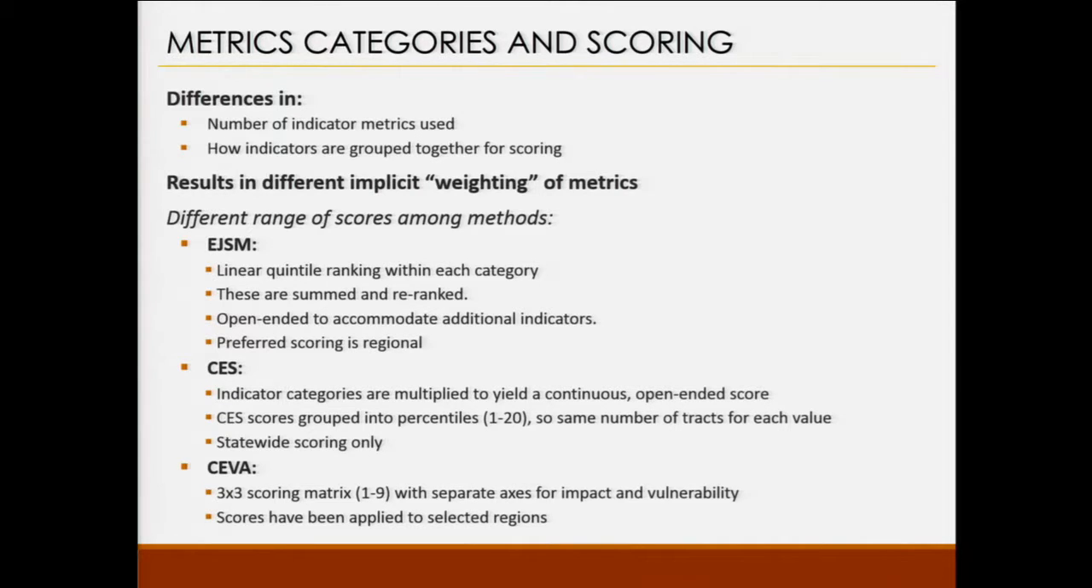With CalEnviroScreen, the two indicator categories which they use to combine their different metrics are multiplied by one another and yield a continuous number, a continuous score, which is open-ended. They take those scores and divide them up into 20 percentiles, so there's the same number of tracts in each one of those percentile ranks, and they score at the statewide level. With CEVA, as I mentioned, they use a 3x3 scoring matrix which tracks impact and vulnerability along two different axes, and they've applied their method only to selected regions in the state.